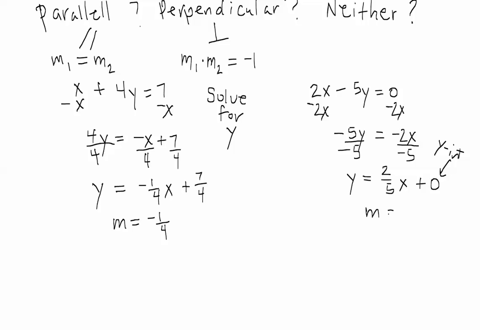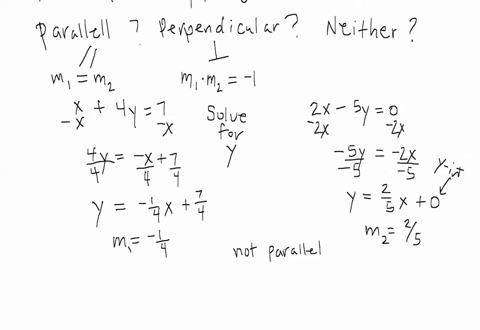Anyway, here's the slope of the second line, 2/5. So we'll call this M1, slope of the first line. We'll call this M2, slope of the second line. Are they equal? No. So they are not parallel. They're not parallel because minus 1/4 does not equal 2/5.